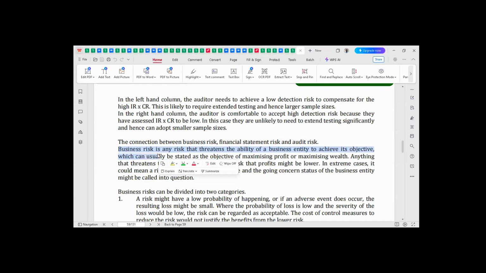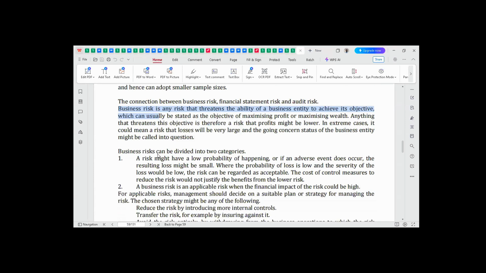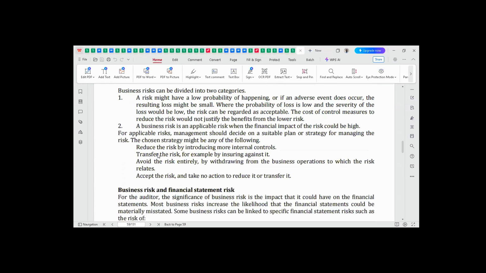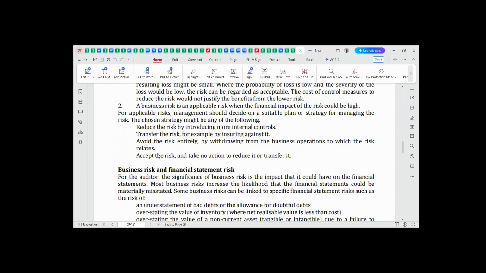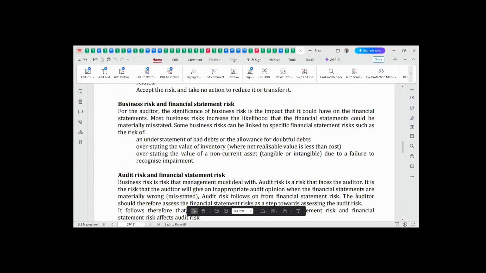Now, what's the next one? Financial statement risk. Financial statement risk is the risk that the financial statements will contain some material misstatement. This is it here. You can see financial statement risk. All right, you've seen it, right?